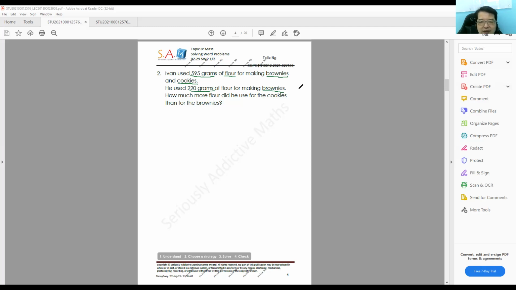Let's look at the question. Look for the comparative words. Are there more than or less than words in the question? Ivan used 525 grams of flour for making brownies and cookies. Nope. He used 220 grams of flour for making brownies. Nope. Let's get to the question. How much more flour did he use for the cookies than for the brownies? So what do you think? Is it comparative?